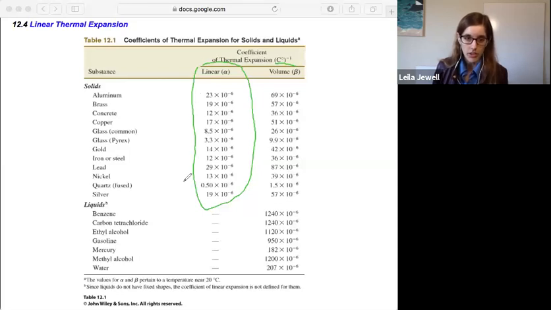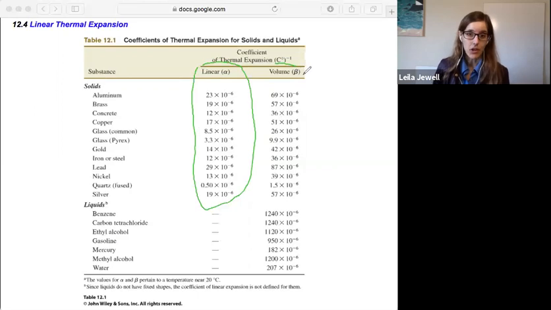And you can see how various materials expand more or less, right? The aluminum expands significantly more than, say, glass. And that goes back to our jar example, right? The metal on the lid is going to have a greater expansion for the same temperature change as the glass underneath it.